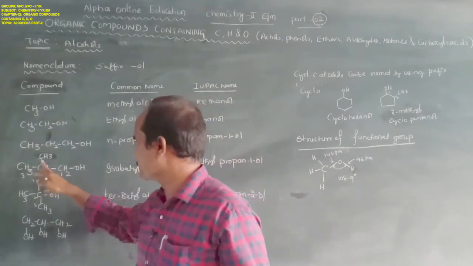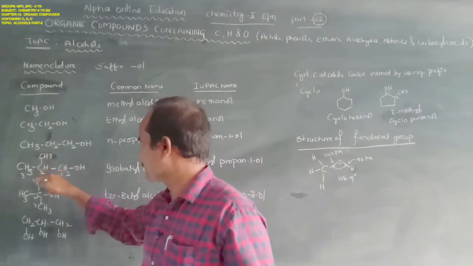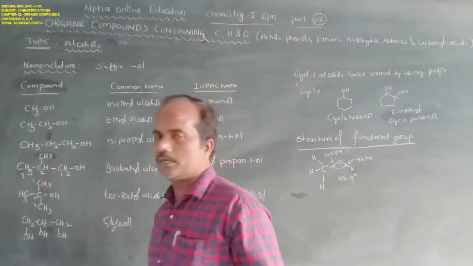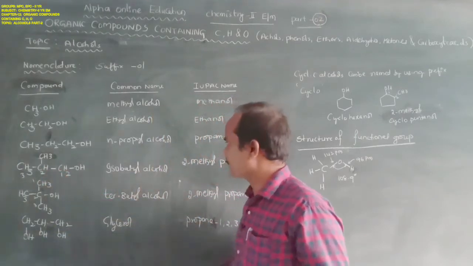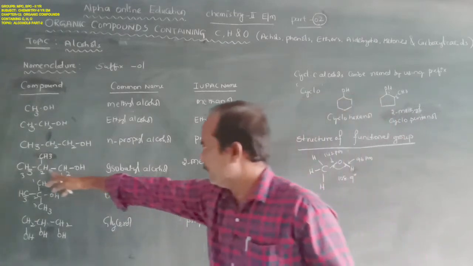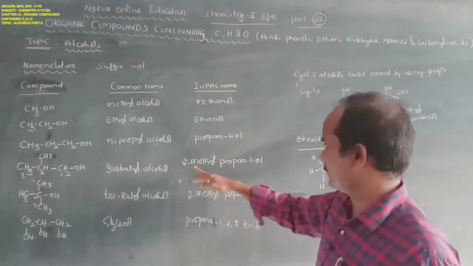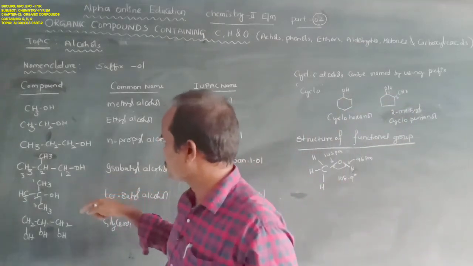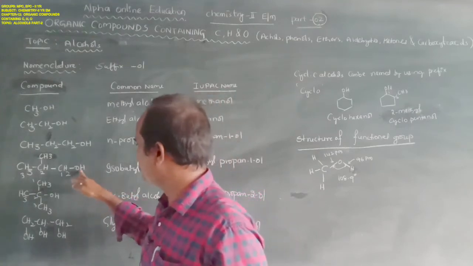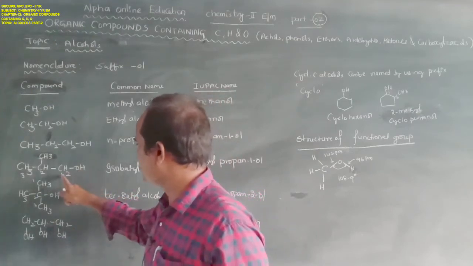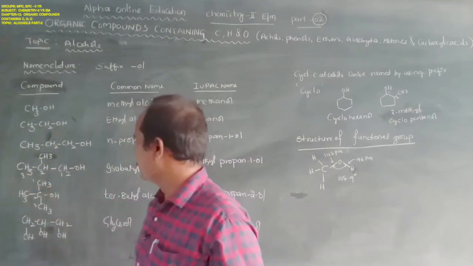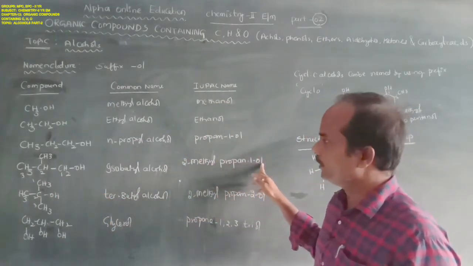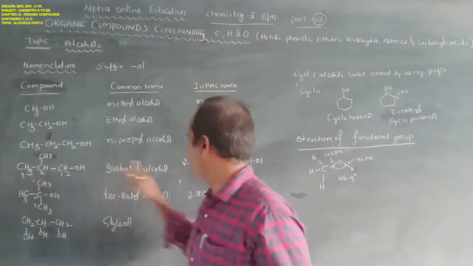This is a branching chain, a branch-like structure, that's why it is isobutyl alcohol. Four carbon atoms are there in isobutyl alcohol, arranged as a branch-like structure. For the IUPAC name, the lowest number should be given to the functional group. That's why the numbering is 1, 2, 3, and the name is 2-methylpropan-1-ol.